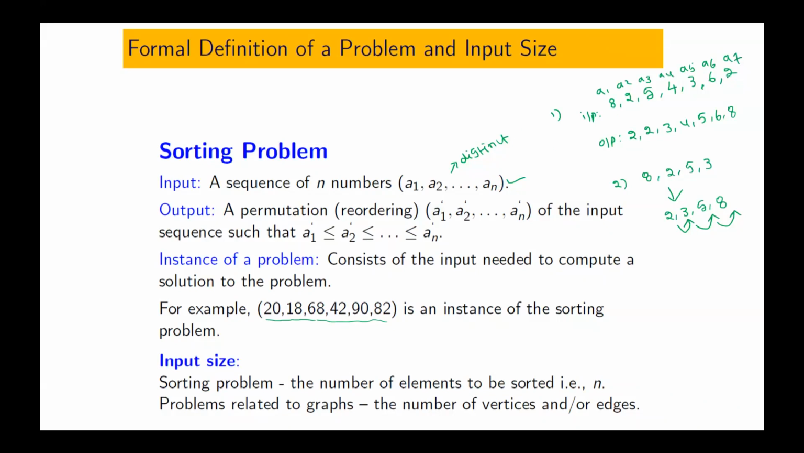If I change the n value, in this case, how many elements are there? 7 elements. This is also an instance. In this case, there are only 4 elements. This is also an instance. That means an instance need not always have the same number of elements. n can be different. So that's why we can consider it as a parameter.